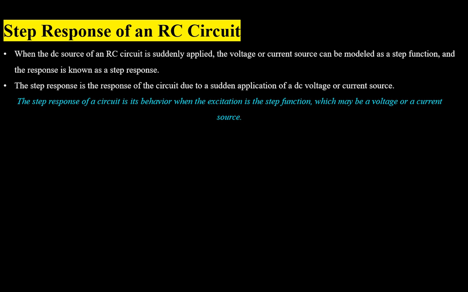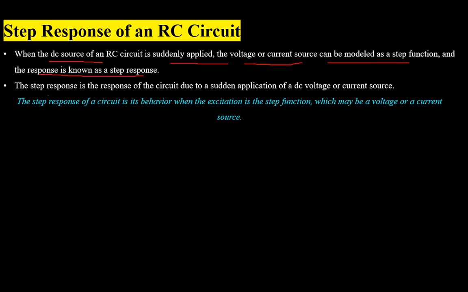And now we will study the second method, in which we will excite the given circuits with the help of independent DC sources. And we will begin this with a step response. Whenever a DC source is suddenly applied to an RC or RL circuit, the voltage or current can be modeled as a step function, and the response of the circuit will be known as the step response.